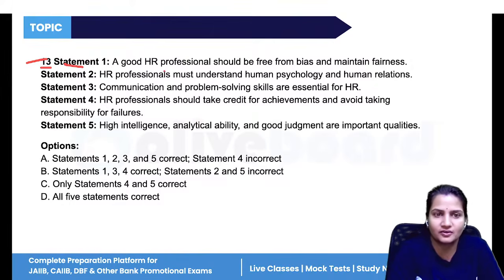Again, five statements. A good HR professional should be free from bias. Yes, the HR professional should not be biased towards any person. So he or she should maintain fairness and treat everyone equally. Yes.